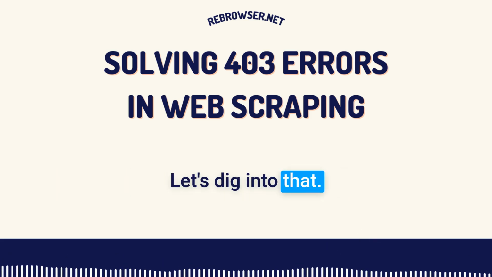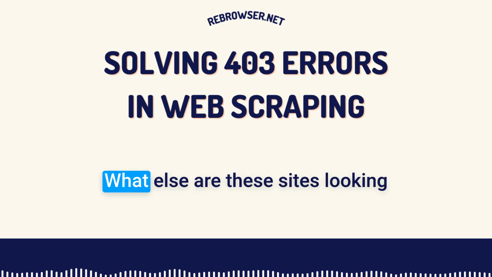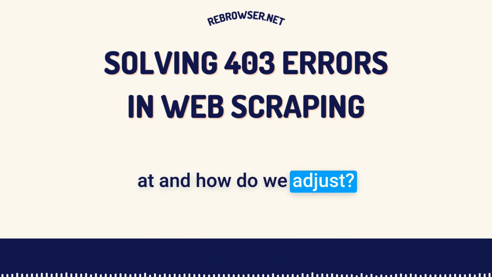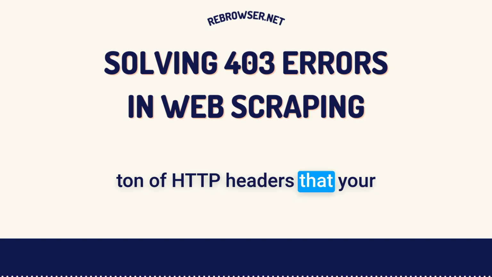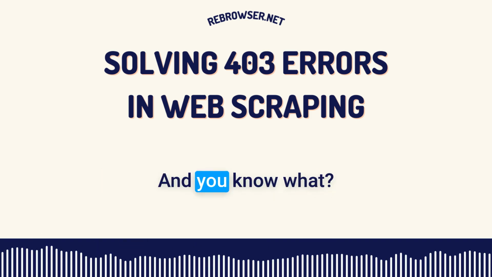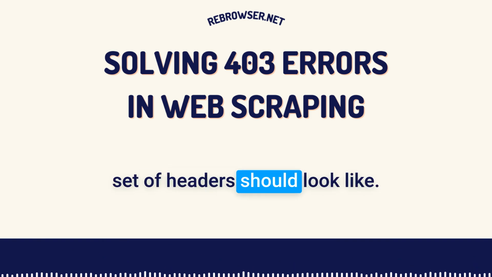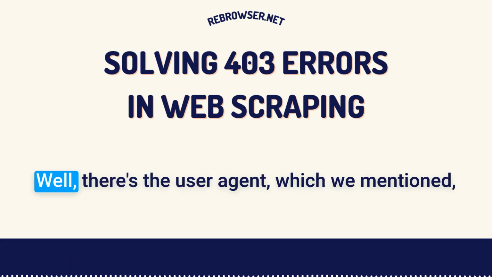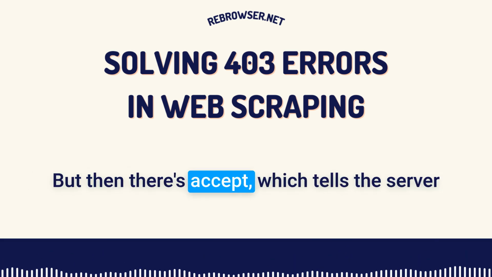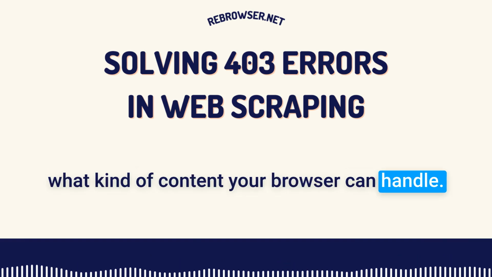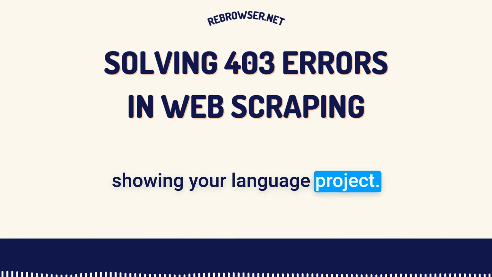Let's dig into that. So advanced browser fingerprinting, it's not just about changing the user agent anymore, right? What else are these sites looking at, and how do we adjust? Exactly. They're now combing through a ton of HTTP headers that your browser sends with each request. And you know what? The guide even has a super detailed example of what a well-configured set of headers should look like. So what are some of the big ones they highlight there? Well, there's the user agent, which we mentioned, that identifies your browser and operating system. But then there's accept, which tells the server what kind of content your browser can handle, HTML, images, videos, that kind of thing. Then you've got accept language, showing your language preference. Yeah, starting to get the picture.